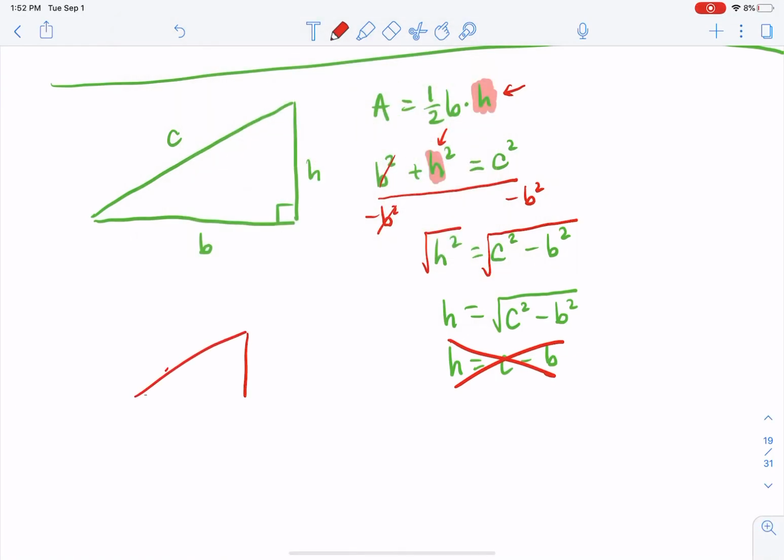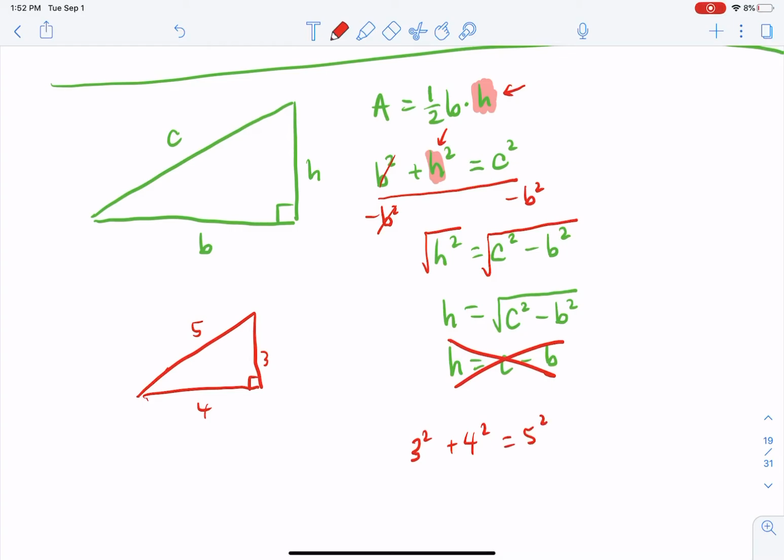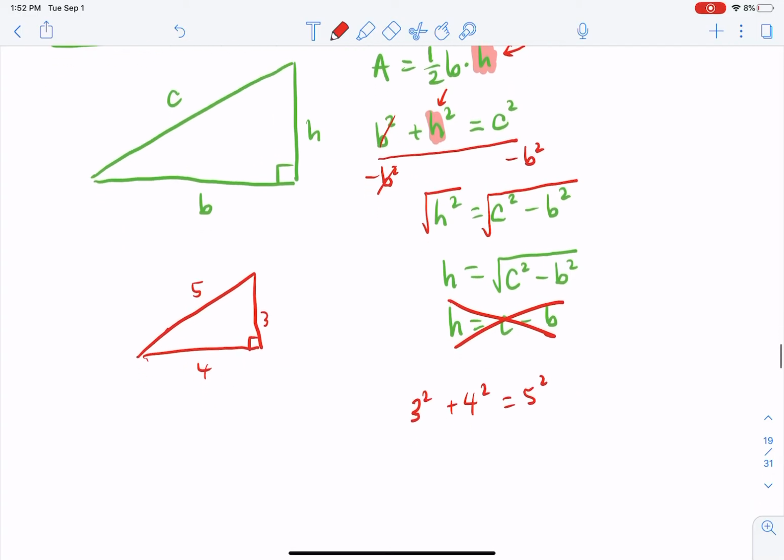So let's get a Pythagorean triple. A particular Pythagorean triple that most people are familiar with is a 3, a 4, and a 5. And so in this particular situation, we would have something like 3 squared plus 4 squared is equal to 5 squared, right? Would you agree? Because 3 squared is 9, 4 squared is 16. That would be 25, which is what 5 squared is equal to.